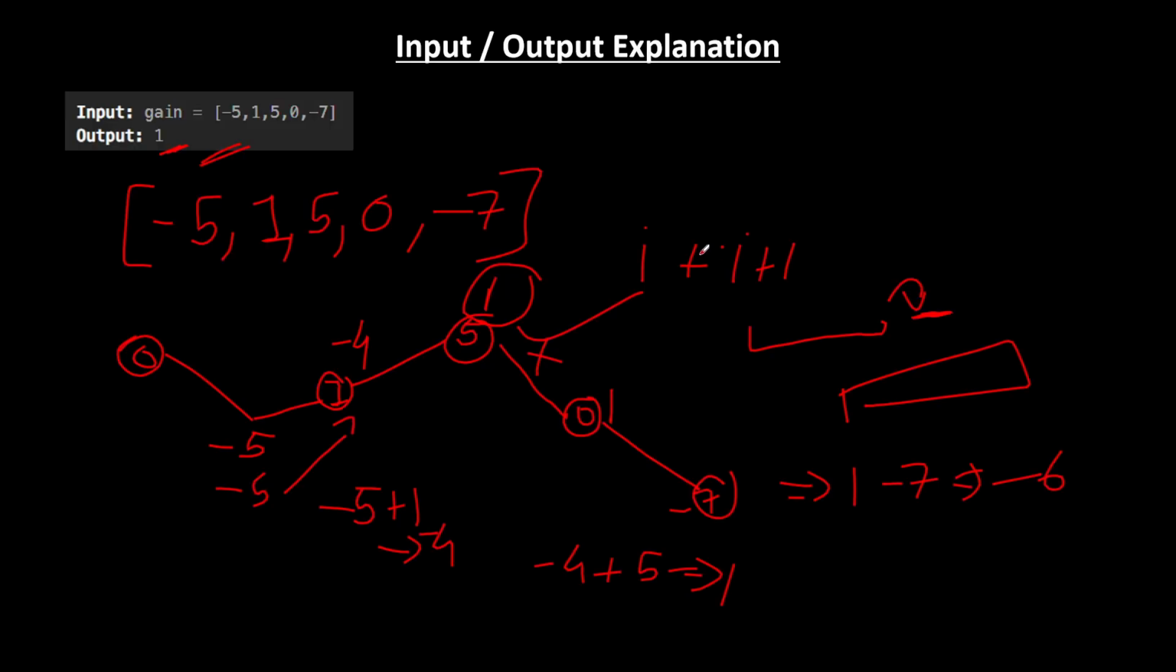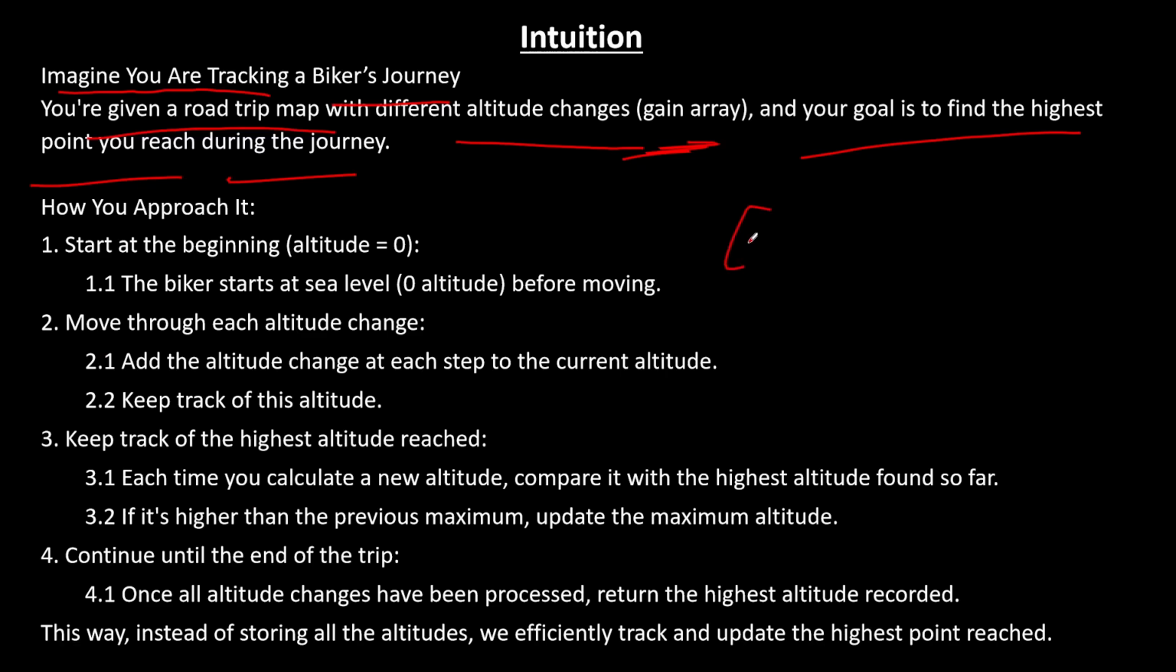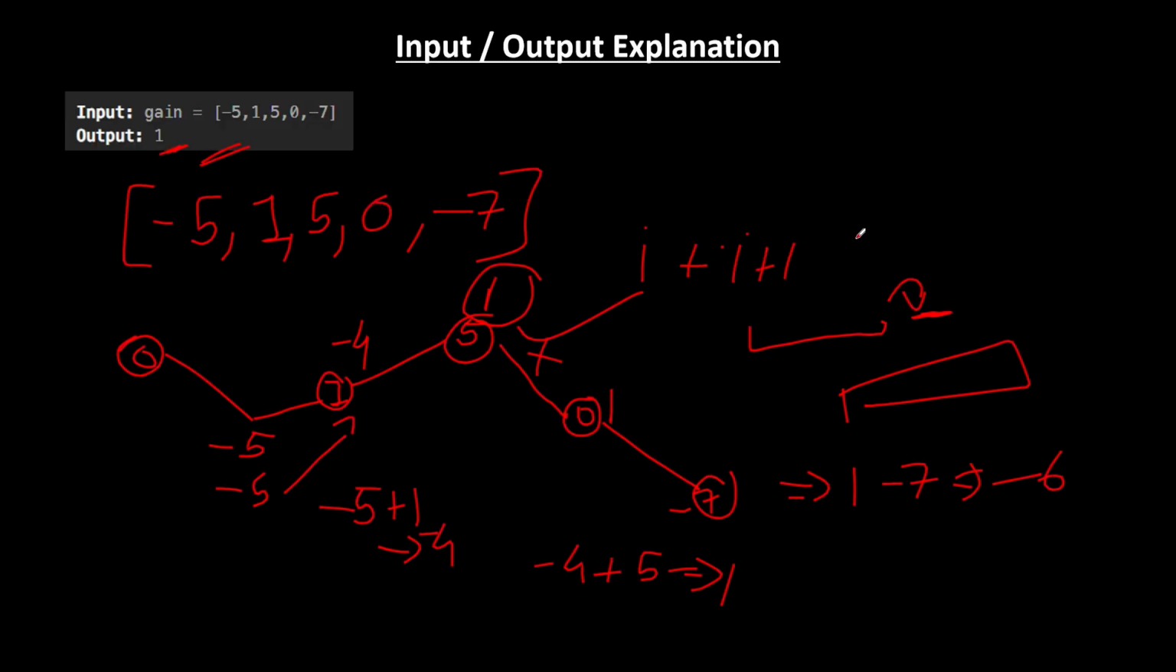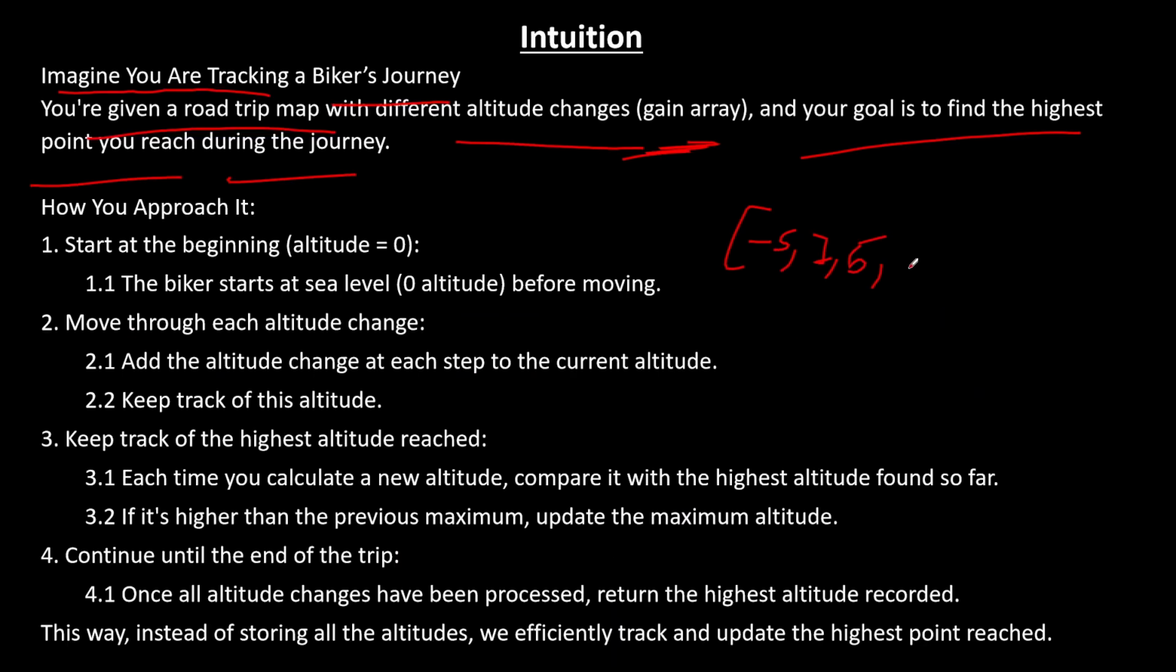Now let's take the previous example for our intuition buildup. So we take -5, then 1, then 5, then 0, then -7. Great. So we understood that we have to keep on adding the sum till the end, and whichever part has the highest altitude, we have to return that. And the biker will always start at the beginning altitude, which is 0.